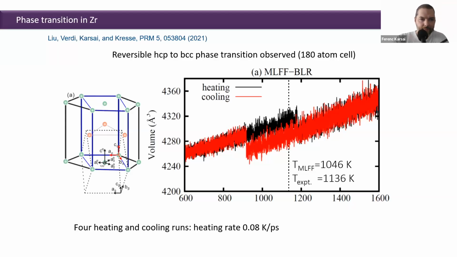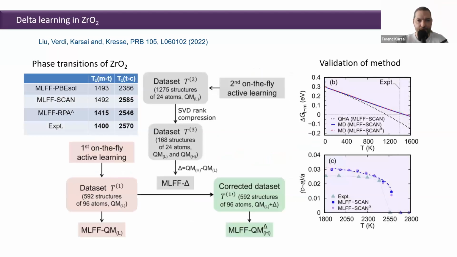And in chronological order, the newest one, I want to show you some results on delta learning in zirconium oxide. Let me tell you in advance what the purpose of this method is. It is to be able to train a force field on higher level electronic methods such as RPA, but without the need to perform ab initio calculations on the whole training data with that method. Let me explain how.